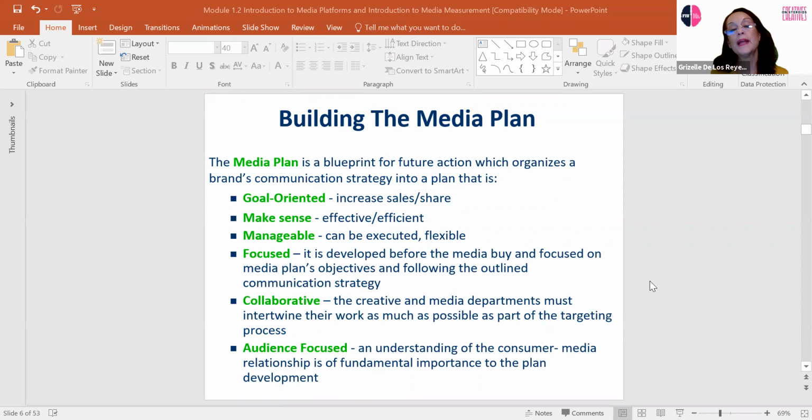And it has to be audience focused. You have to know your audience. Again, in the last recording, I talked about the psychographics and demographics of media audience or an audience in general. So that relationship between audience and media is of fundamental importance to the plan development.